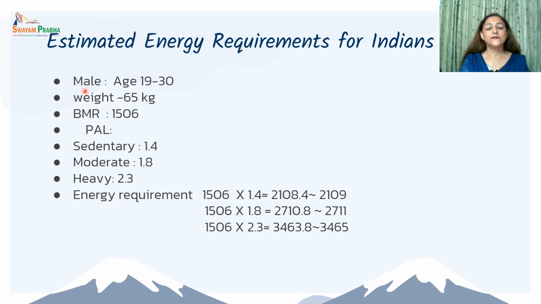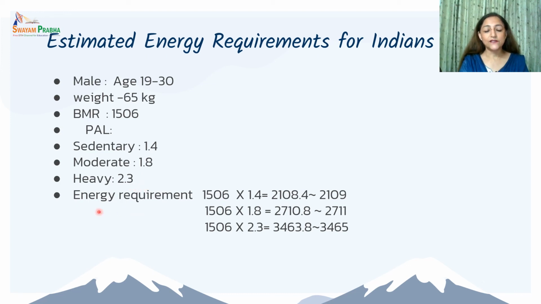Let us consider the male who is falling in the first category. That means in the age of 19 to 30 years, his weight is 65. We just saw the BMR value is 1506. On the basis of physical activity level, as we had seen, sedentary is physical activity level 1.4. For moderate, we are using the value of 1.8, and for heavy, we are using the value 2.3.